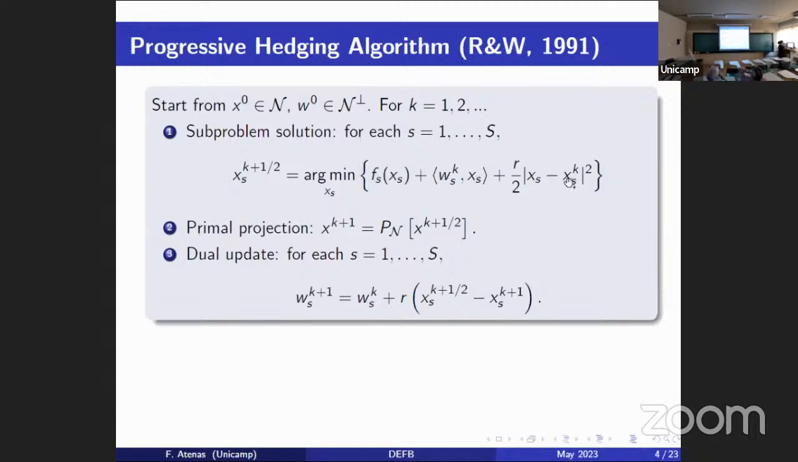So we solve separate problems for each scenario, and then to guarantee primal feasibility, we project onto the non-anticipativity subspace, and then we make a dual update, which corresponds to a correction in the dual space using primal information, because the direction that we take is the solution of these two problems minus their projections. So this is a correction step in the dual space. And here the step size is fixed, right?